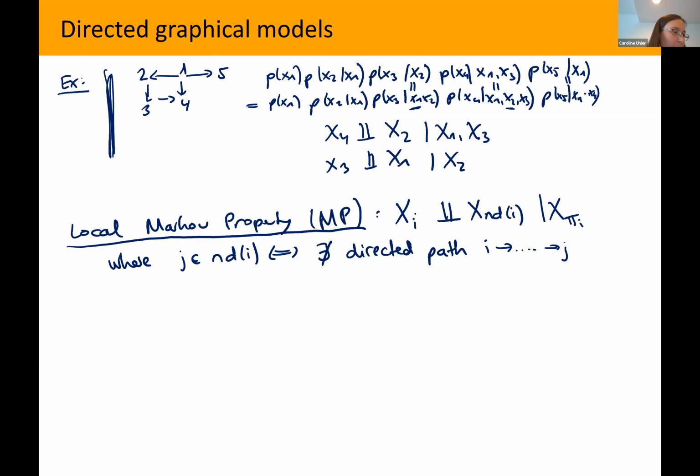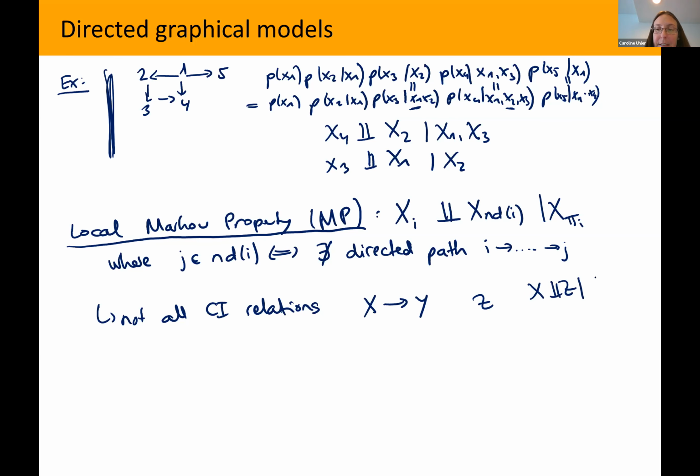Now, of course, the question is, is this it? Are there more conditional independence relations that can be read off by the graph or that are given by the factorization? Unfortunately, this is not it. This is not yet all CI relations. In particular, if I have an example like x pointing to y and then a node z out here, in this case you would get that y is independent of z given the parents, that is, given x.